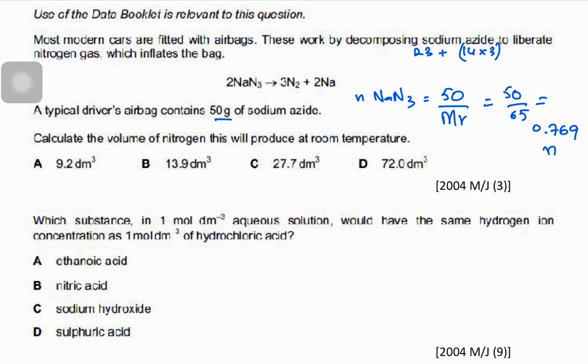Now they're concerned about the volume of nitrogen. 2 mole release 3 mole of nitrogen gas. So you divide it by 2 times 3, you get number of moles of nitrogen gas, which is 1.153. When you're trying to find out the volume in decimeter cube, you times 24, so 27.69. So 27.69 is C, the right answer.